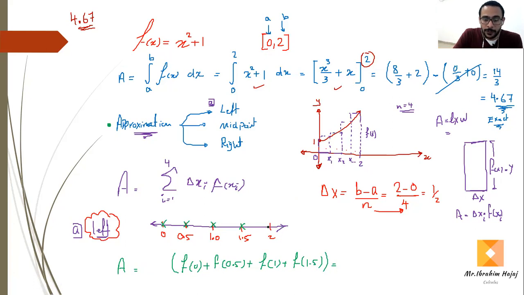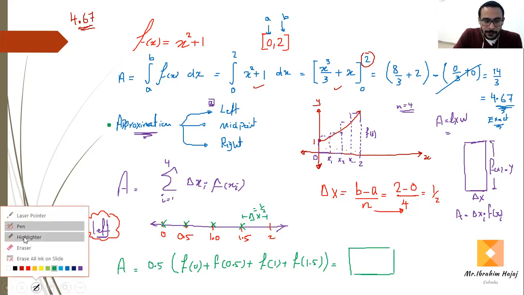Now when we have delta x, this delta x is constant, equal to 1/2. The width between each value and the next value is half. We know that delta x here is 0.5, so we have to calculate it and see how much the approximation is.